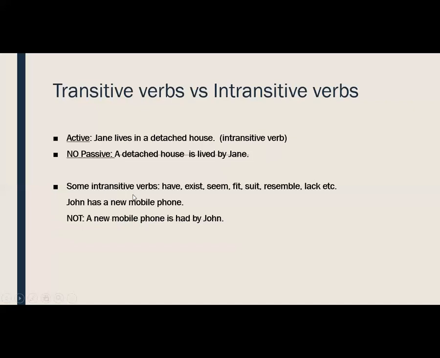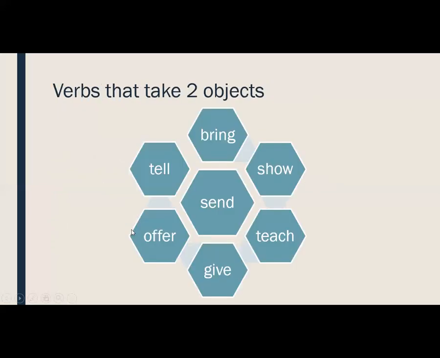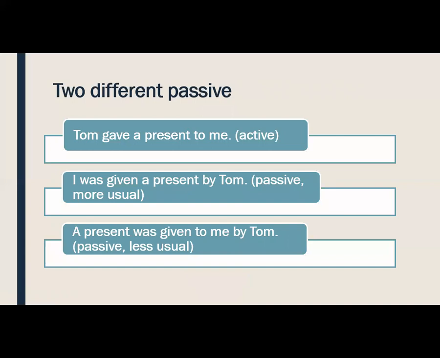Some other intransitive verbs are have, exist, seem, fit, suit, resemble, lack, etc. In the example, John has a new mobile phone. We never say a new mobile phone is had by John. What about verbs that take two objects, such as bring, tell, show, send, offer, teach, give, and many others? Well, in fact, they have two different passives.